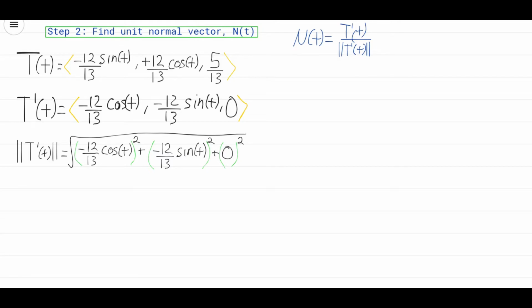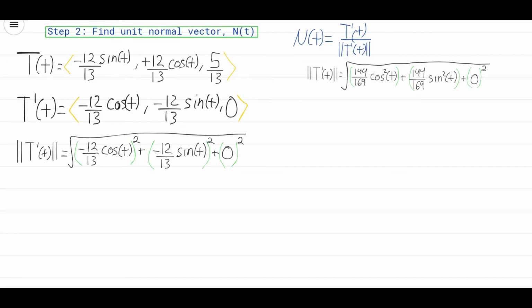So now we're going to keep simplifying this. So we know we're going to distribute the square. 12 squared is 144, 13 squared is 169, cosine squared is cosine squared. Furthermore, we distribute it. And we know 0 squared is 0 squared.